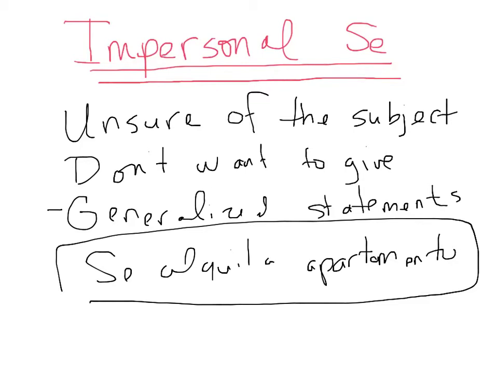So in these particular cases, we're making generalized statements that may appear, again, in buildings or on window signs. We're not sure what the subject is. We may not want to give the subject, but we're making a generalized statement. We'll get into specific examples in later slides.